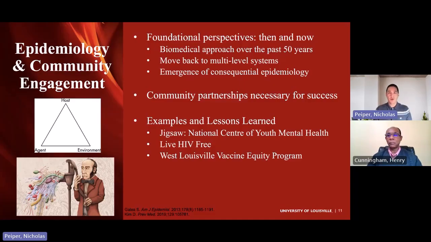So what I wanted to do as an epidemiologist is quickly talk about some of the perspectives that we've had in the field, particularly over the past 50 years, and how we have focused predominantly on a biomedical approach. This has been really great in doing a lot of risk factor epidemiology, understanding etiological mechanisms, understanding causal factors of disease. But where we've been moving over the past, I'd say, 10 to 15 years is emphasizing multi-level systems.